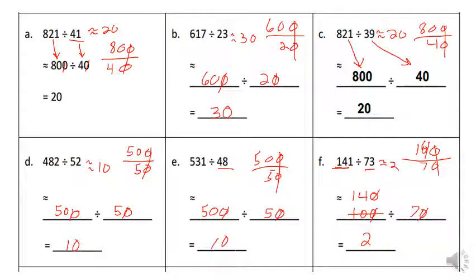So when you round your dividend, if it is not a multiple that you can use your basic math fact, go back to your original number and find a multiple that is close to the number that you're working with.